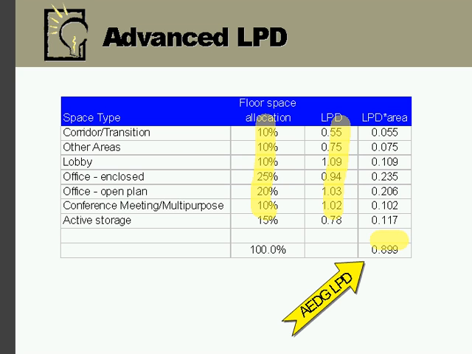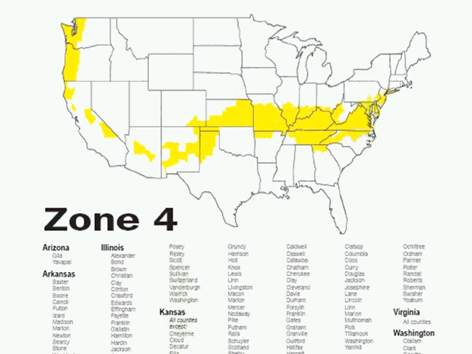Part of the reason that we went with 0.9 watts per square foot is that in the 2004 version of the ASHRAE standard, the lighting power density requirement for office space is 1.0. So we felt that we needed to go a little bit further than the current ASHRAE standard.